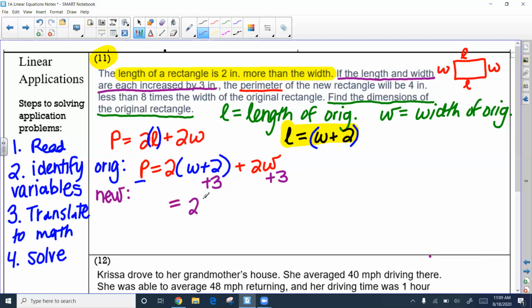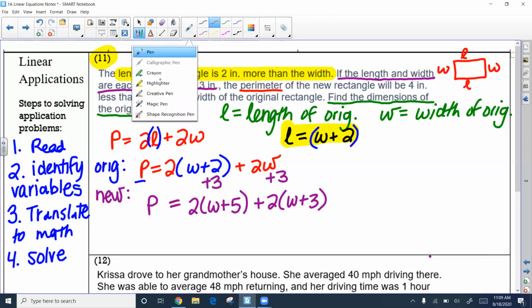So here, instead of having W plus 2, I'm adding 3 to that. So now I'm going to have W plus 5. And here, I'm adding 3 to the W, so I'd have W plus 3. So I have the perimeter, P equals 2 times W plus 5 plus 2 times W plus 3. So far I've done this part. The length and the width are each increased by 3. Now we have to do the other side.